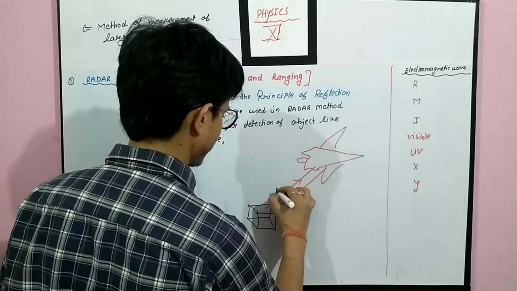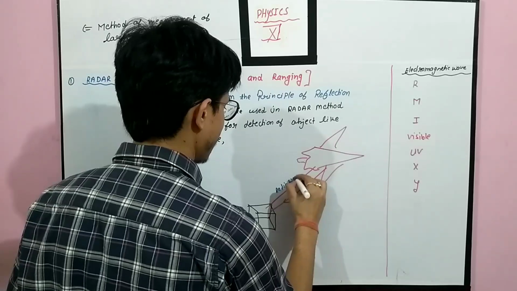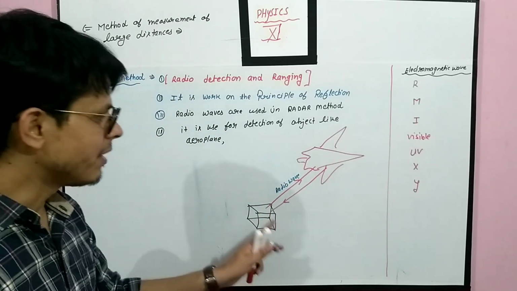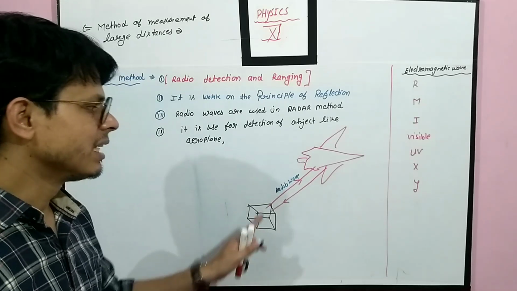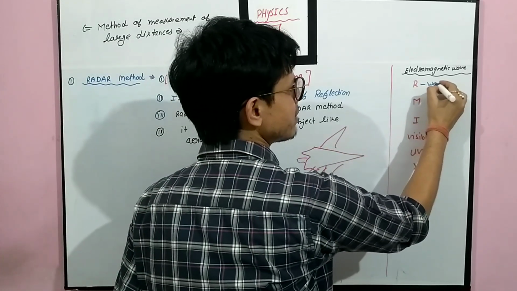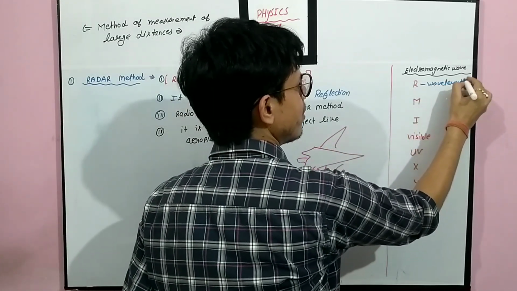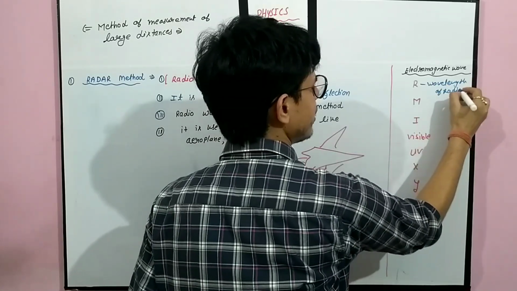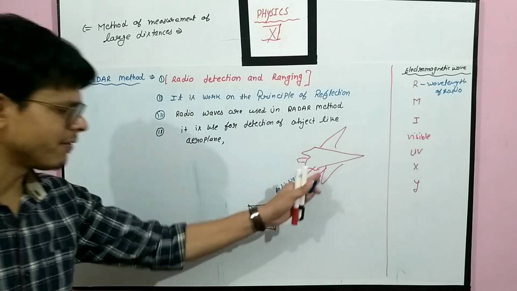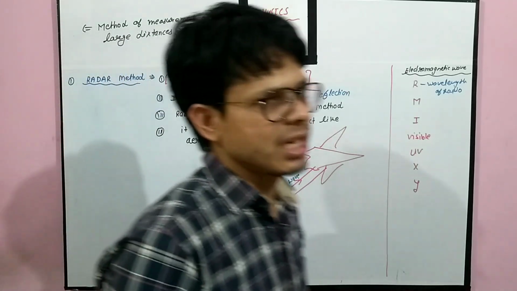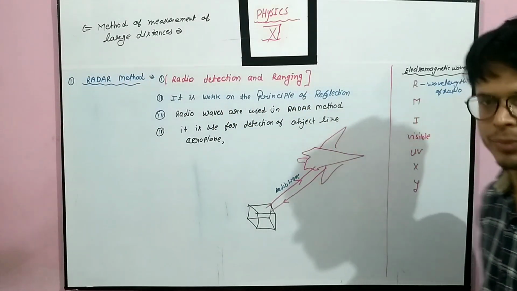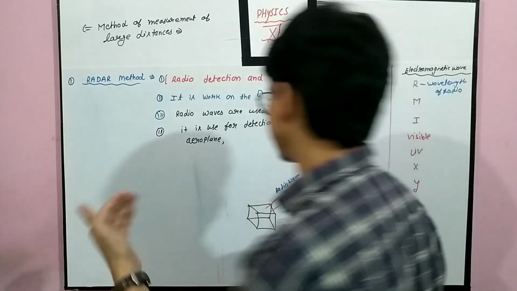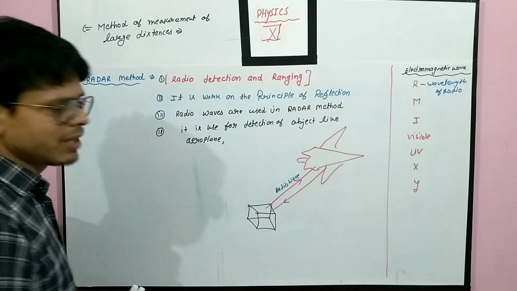If they reflect back, that means the wavelength of radio waves is maximum. Due to that reason they have used radio waves. So when they reflect back, that means there is something in their way. So they will note the time, after how much time they reflect.